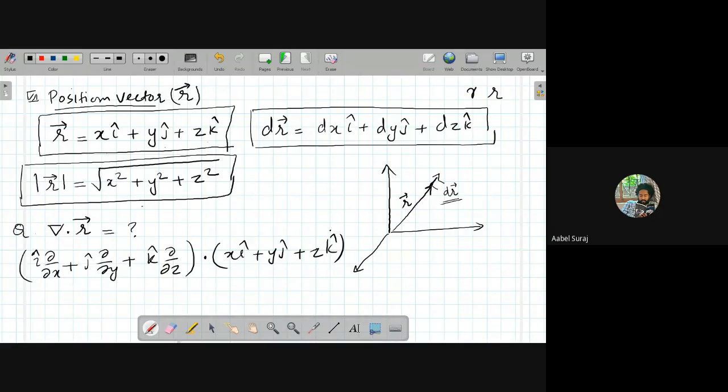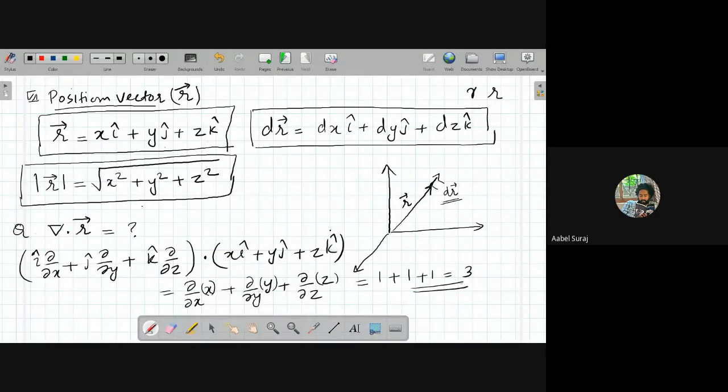How will it be 3? It will be dou by dou x of x plus dou by dou y of y plus dou by dou z of z. So what is dou x by dou x? 1. Dou y by dou y is 1. So 1 plus 1 plus 1 is equal to 3. So del dot r is nothing but 3.